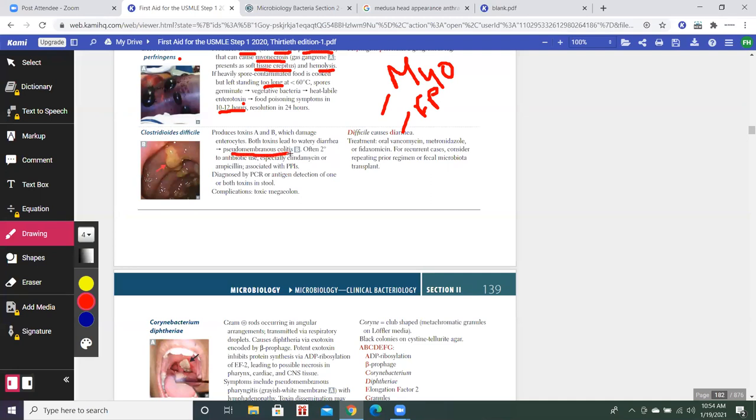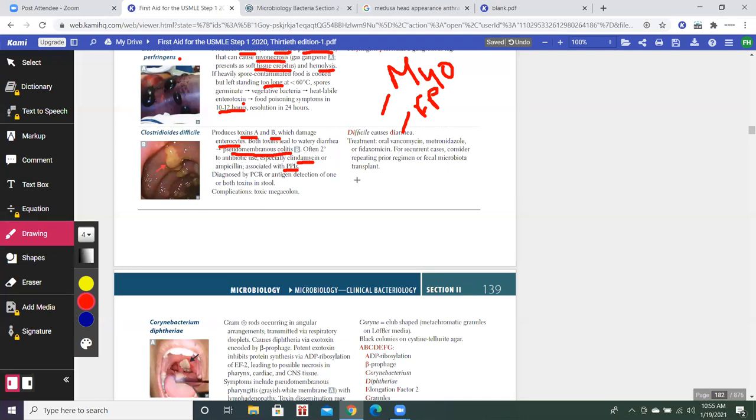is causing pseudomembranous colitis. This bacterium produces two types of toxin, toxin A and toxin B, which damage the enterocytes. This damage to the enterocytes results in watery diarrhea and pseudomembranous colitis. This is often due to clindamycin, or patients can also get Clostridium difficile with the use of PPIs, like lansoprazole, esomeprazole, omeprazole, and all of those. So clindamycin is number one, and then you have PPIs.